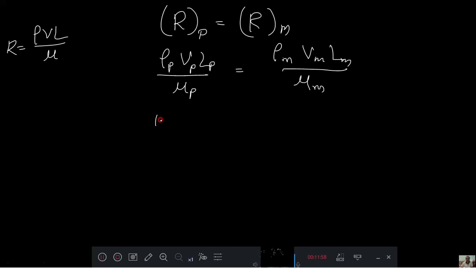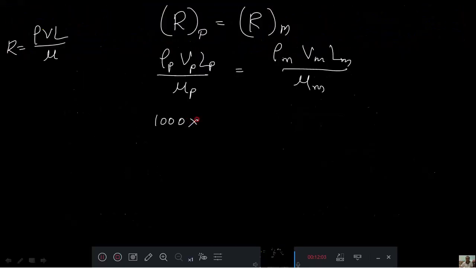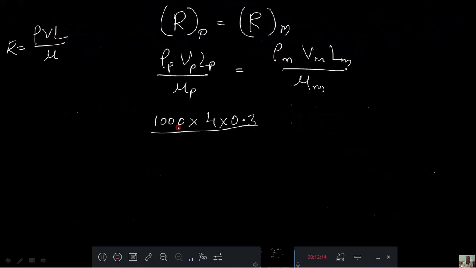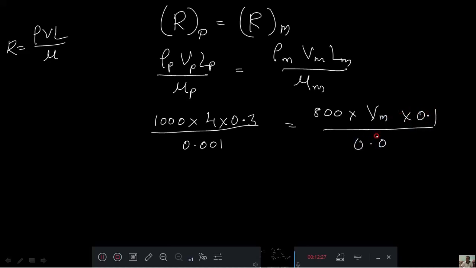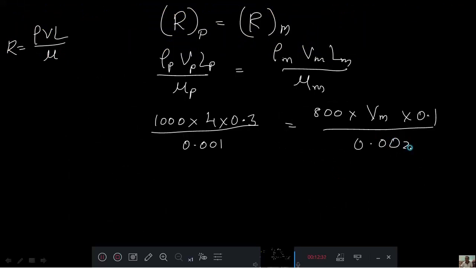Then write here rho_p is 1000, velocity 4, and the length, diameter is given, therefore 0.3, divided by 0.01 divided by 10, that is 0.001, equal to rho_m 800, velocity that I want to calculate, 0.1 length divided by 0.025 divided by 10, that is 0.0025. Okay, then you get the velocity.